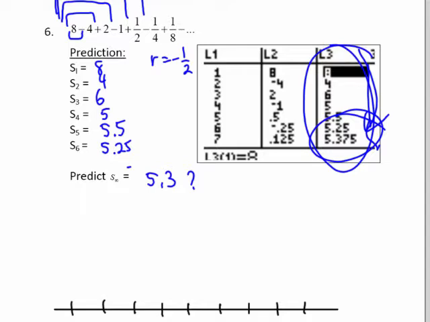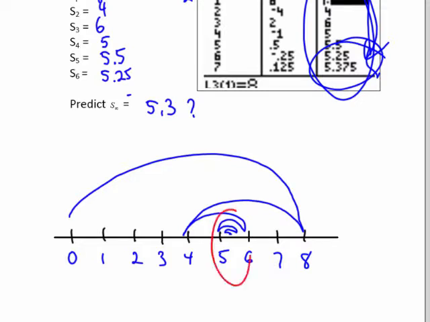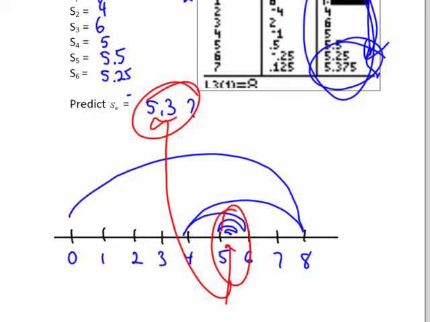If we look at it visually, our sum is 8, then our sum is 4, then our sum is 6, then our sum is 5, then it's 5.5, then it's 5.25, and it seems like we're narrowing in on something in this range. So again, we predict 5.3.